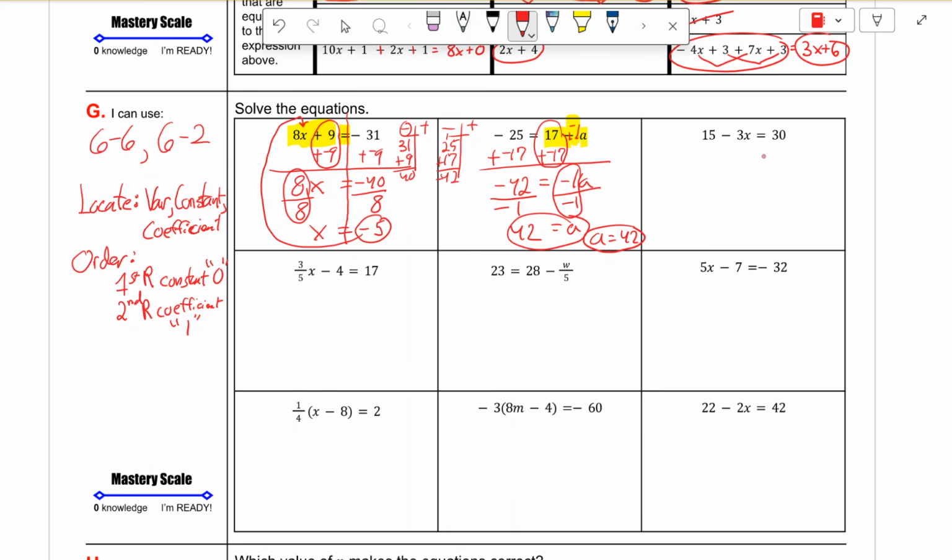Okay, I'm going to have you pause the video and try this next one, but before you do, you may use additive inverse. It may help you get the right answer. So pause the video and try it out.